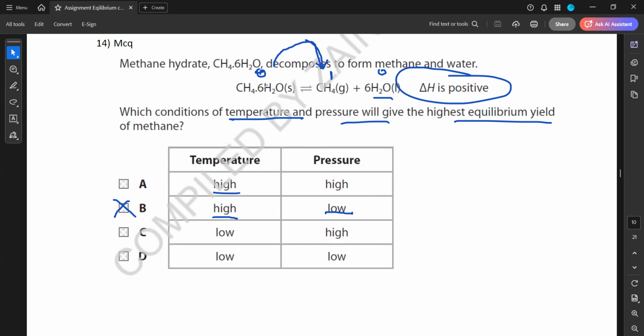Because when we talk about the moles of gas, we don't include the solid or the liquid, we only include the gases.